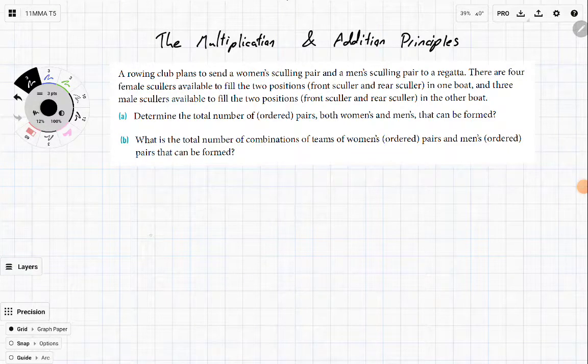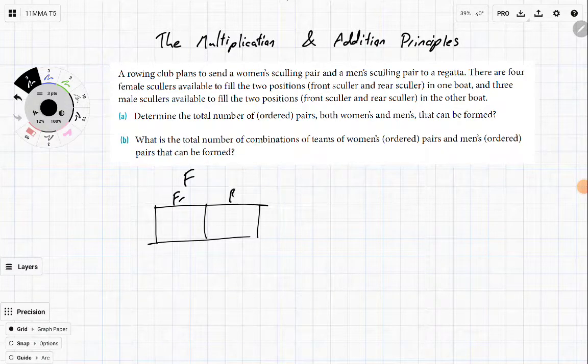So let's have our 2 different boats. We have our female boat, and we've got the front sculler and the rear sculler, and we've got the male boat in which we've got the front sculler and the rear sculler.